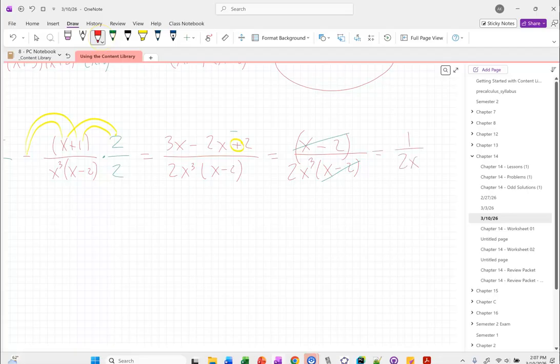1 over 2x cubed. Remember, when we reduce, they become 1s. Very common for students to just write that as 2x cubed. Very wrong to do that. Remember, if it's in the denominator before reducing, it better be in the denominator after reducing. And if you don't have a numerator left, then the 1's got to go up there.